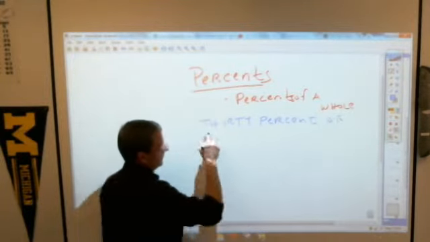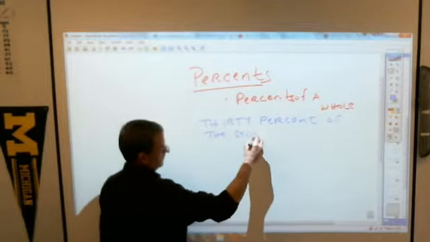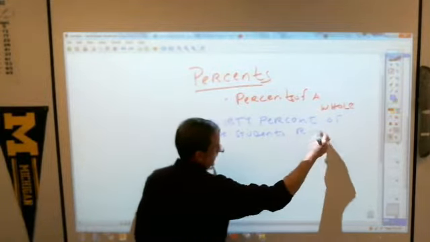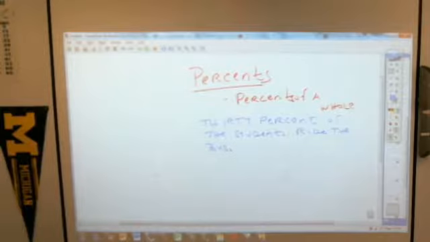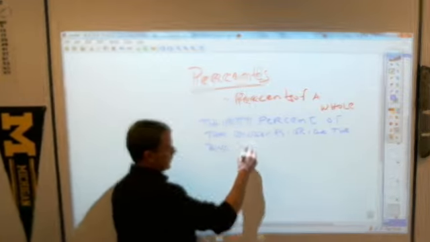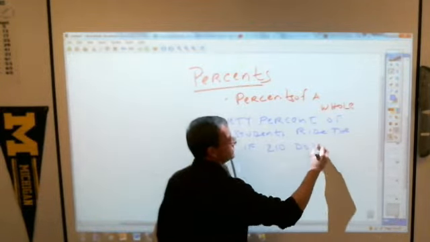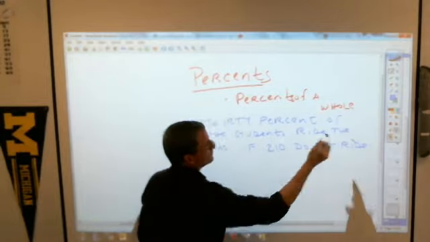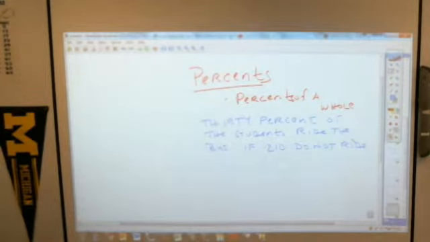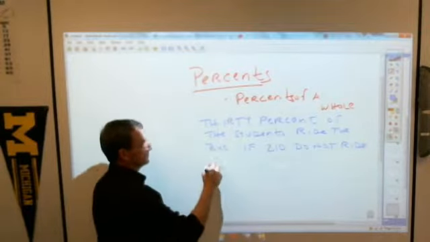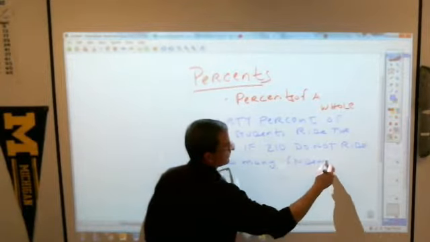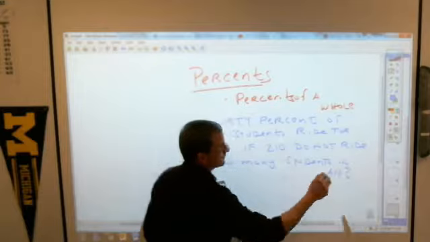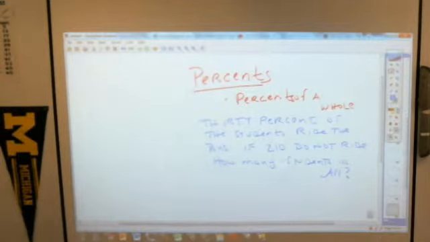30% of the students ride the bus. If 210 do not ride the bus, if 210 do not ride, how many students are there in all? How many students in all? Anybody want to take a stab at that one?